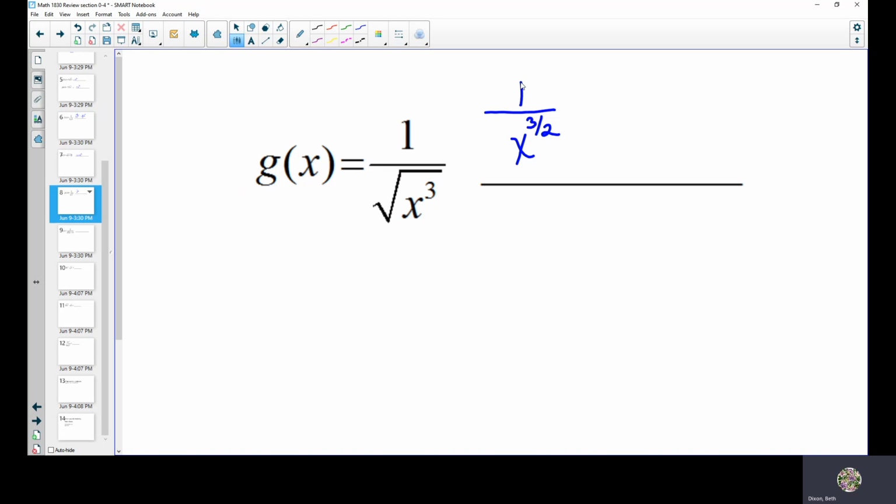And because that leaves an x in the denominator, I want to take that x in the bottom of my fraction and move it to the top of my fraction. So as I do that, x to the 3/2 moves to the top. That then becomes a negative exponent as I move it to the top, and then that leaves nothing in the bottom. I could leave a placeholder in the bottom, but that's not necessary. So that gives me g of x equals x to the negative 3/2 power.